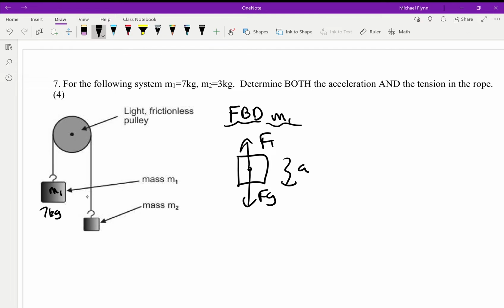Okay. Now, there's only vertical forces here, so the net force will equal, we always take the direction of acceleration as positive, so it's going to be Fg minus Ft, like that. Ma equals Mg minus Ft. Okay. Now it's 7 kilograms, so 7A equals, and let's just multiply it out.